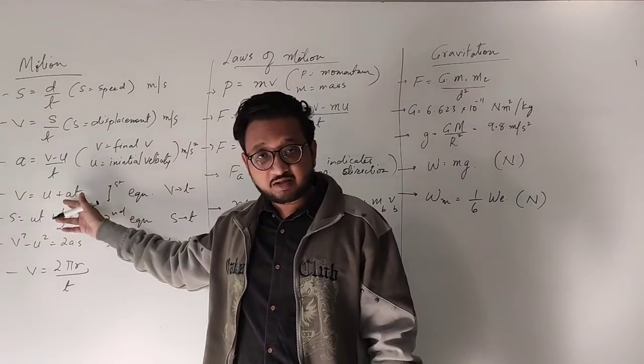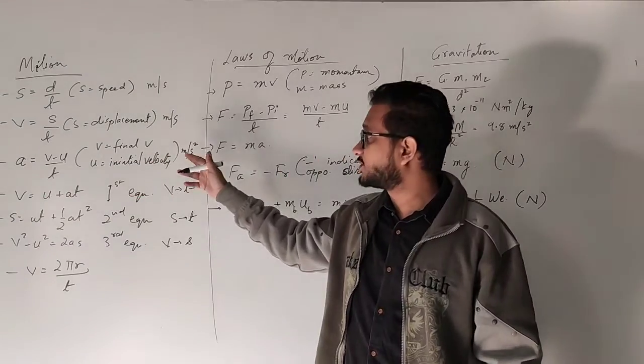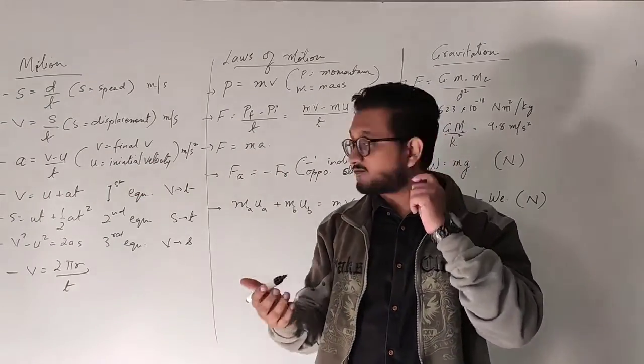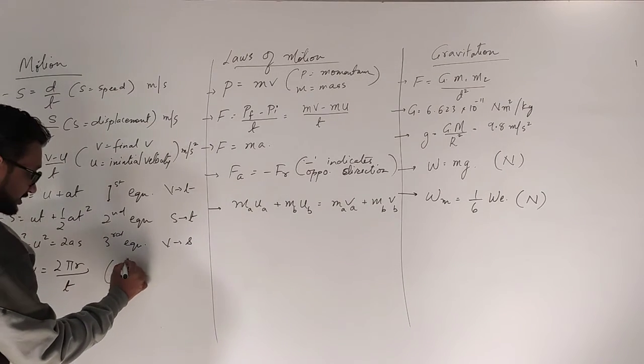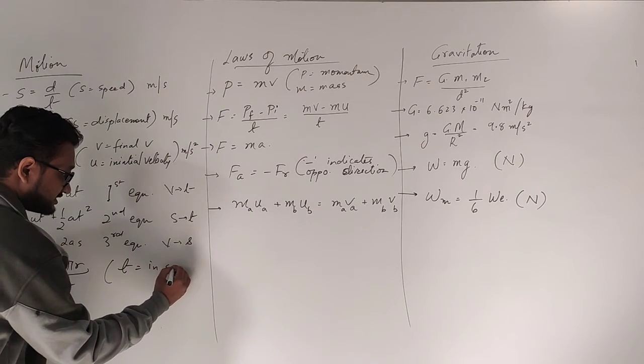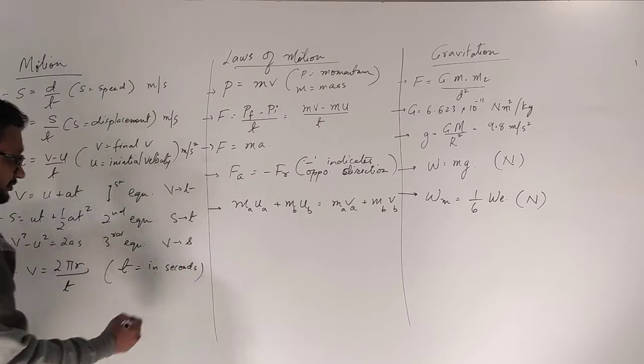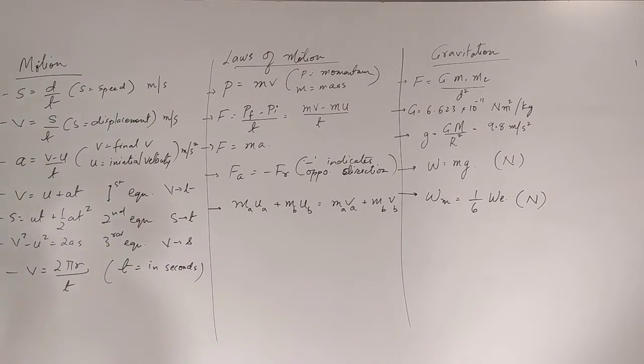If you are finding acceleration in this formula, then you will substitute meters per second square. Time, of course, is in seconds, so I will write the value of time over here. Time is in seconds. For all the formulas, time is in seconds.